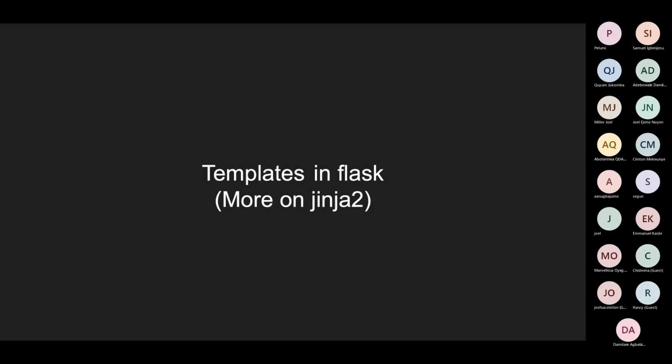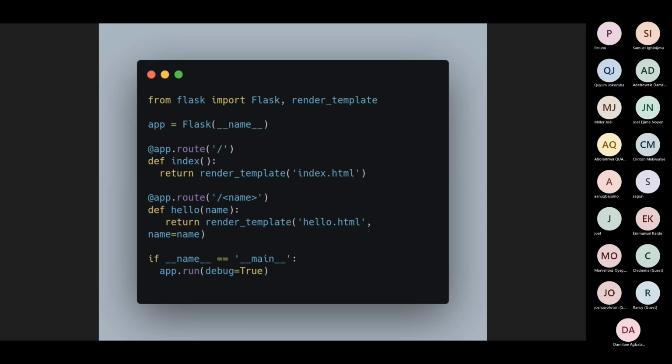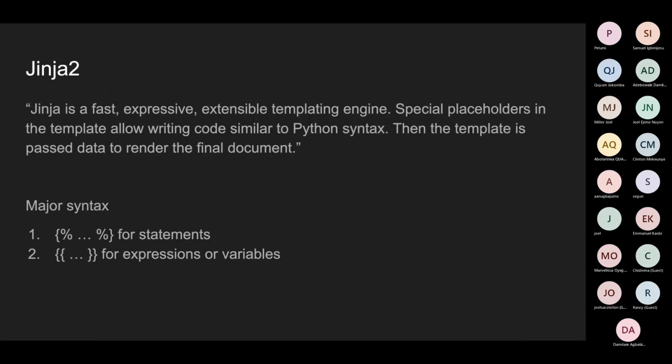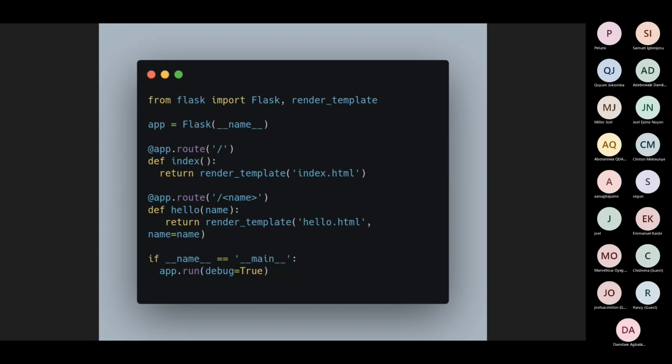Now, you get dynamic content from the backend, most times from the database or your backend logic, and then you send that to the front end, to your template. There's an engine that helps us create templates that can accept this dynamic content. That engine is called Jinja2. But before we get to Jinja2, let's look at rendering templates with Flask.